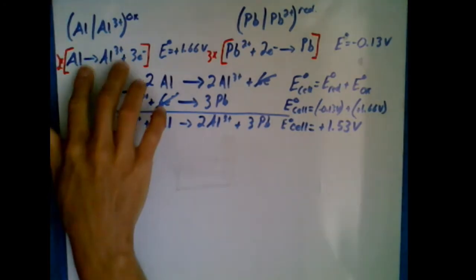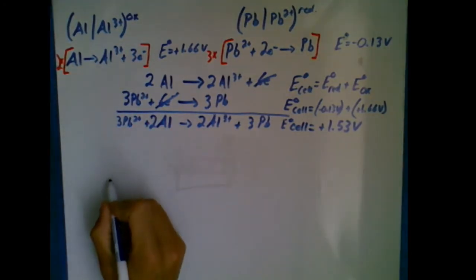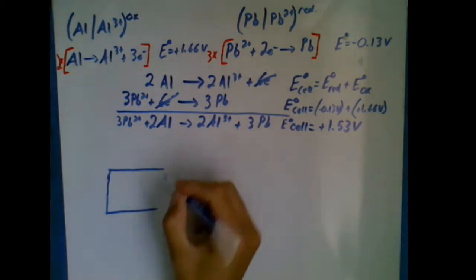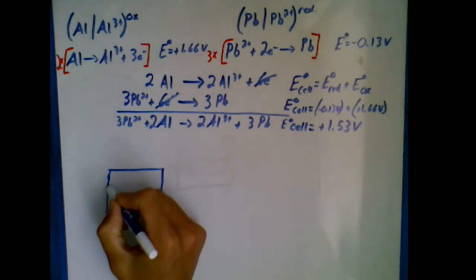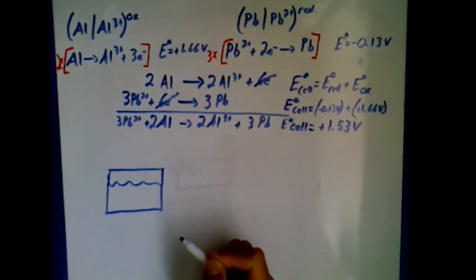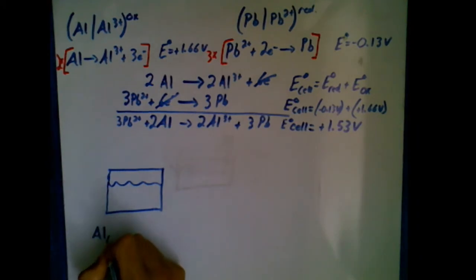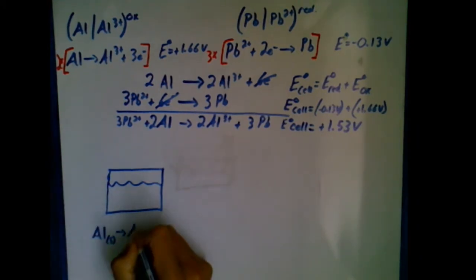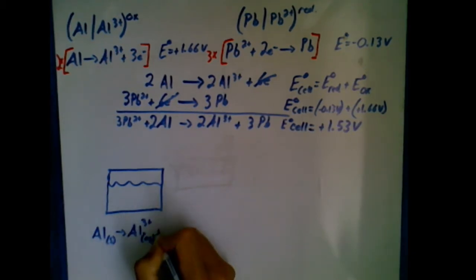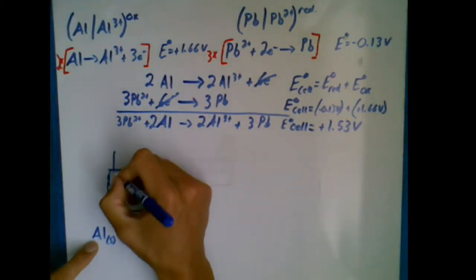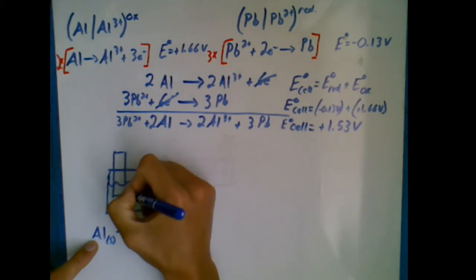So what that means is I'm going to take my oxidation reaction. I'm going to set up basically a container so that I can have a half reaction inside of that container. So what do I need for this half reaction? Well, this half reaction has aluminum as a solid turning into aluminum 3+. That's going to be in solution, and it's going to give away 3 electrons. So what do I need? Well, I need a solid piece of aluminum.